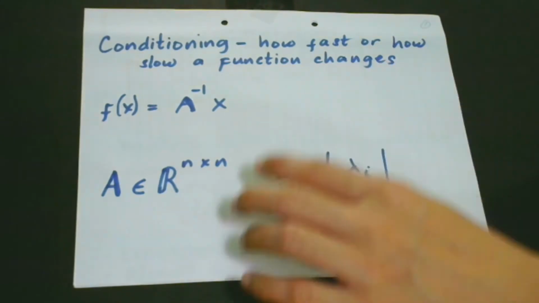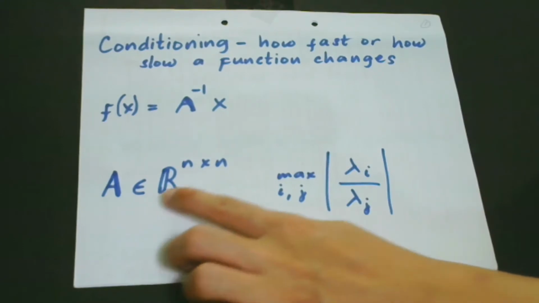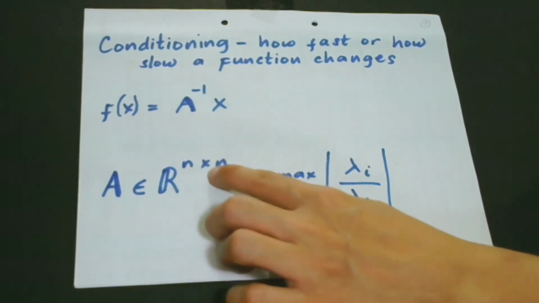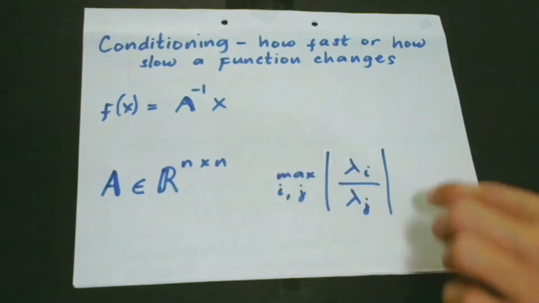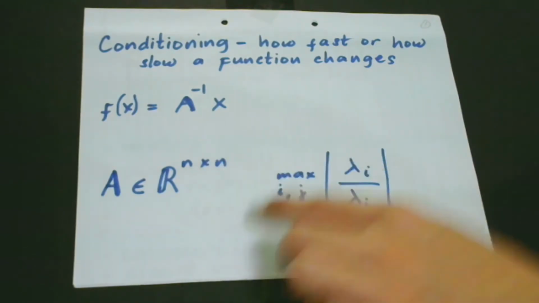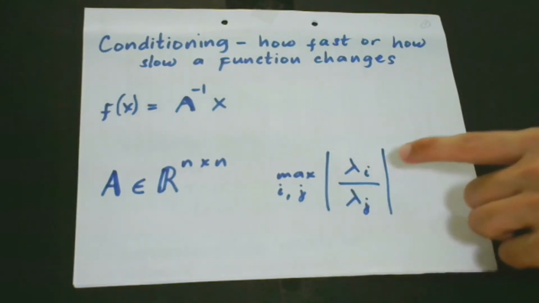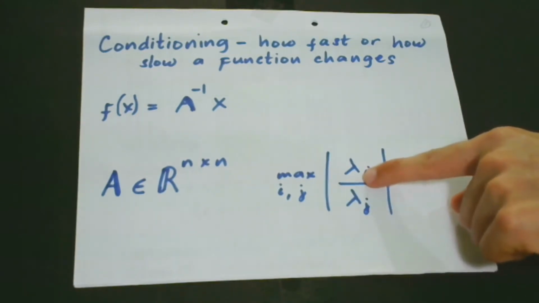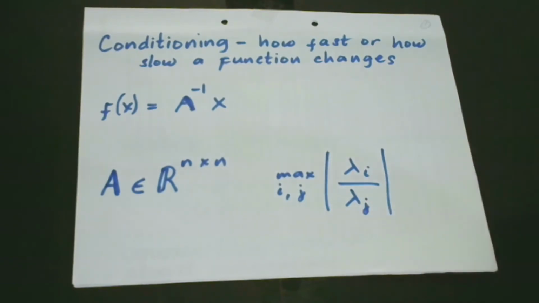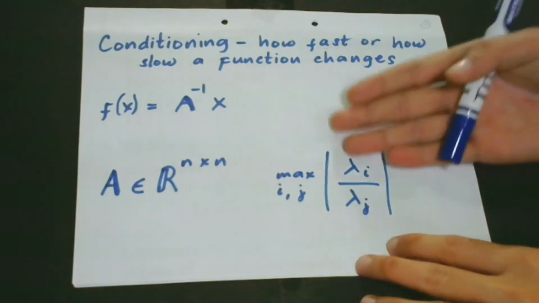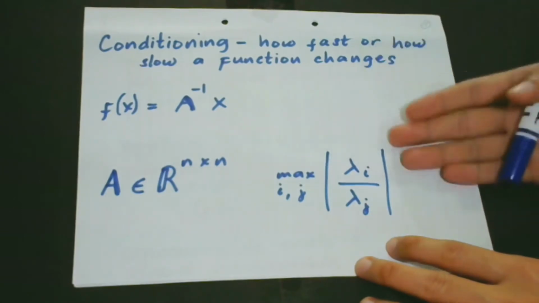In this case, matrix A is an element of R^(n by n), and it has an eigenvalue decomposition, and its condition number is computed by dividing eigenvalue i and eigenvalue j. This means that the condition number is the ratio of the smallest and the largest eigenvalue.